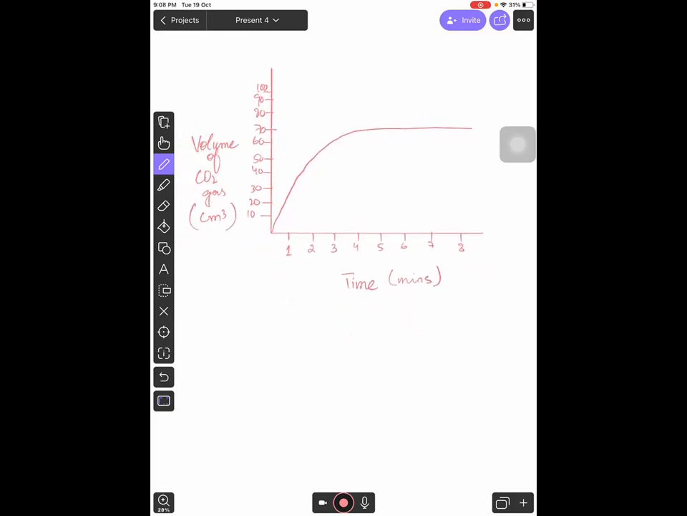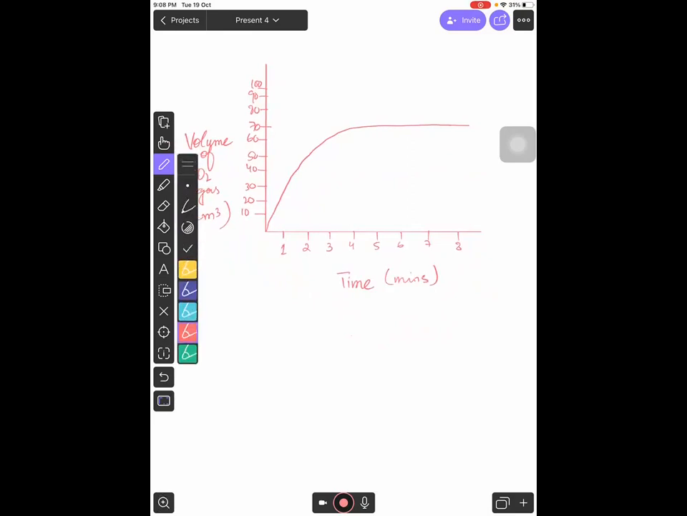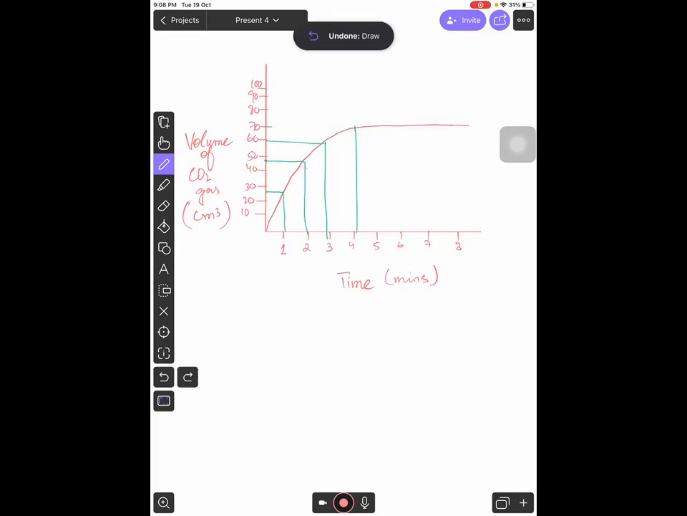The first thing that you need to understand, we are going to use this graph to find out many things. Number one, we can use this graph to find out the rate in the first minute, then the rate in the second minute, then the rate in the third minute, and then the rate in the fourth minute. You can see that after 4 minutes the reaction is completed, because the graph is constant, straight. So we can use this in this way.